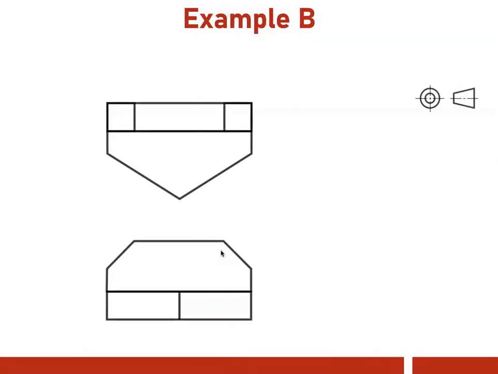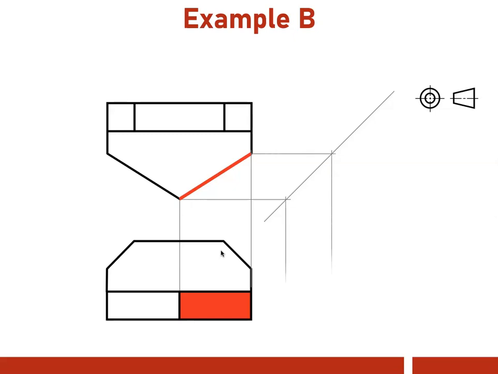Okay, another example. So you have these two views. Now let's try to sketch the extension lines. We're trying to figure out what this is. So I'm going to assume that it is a slanted surface. This is a slanted surface, this is a slanted surface. Judging from here, so let's see.